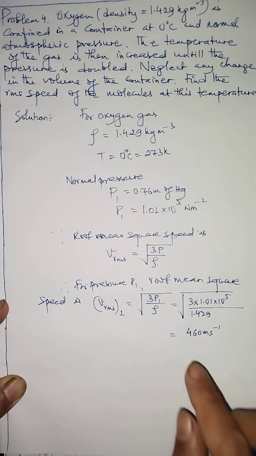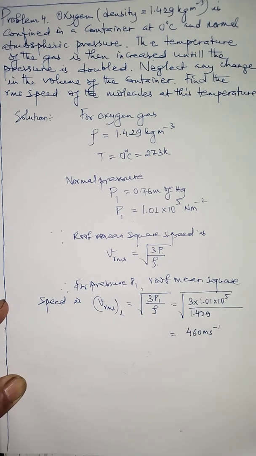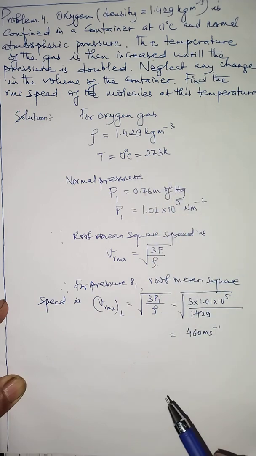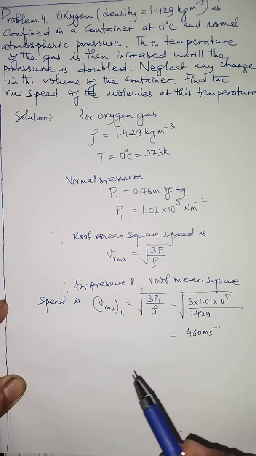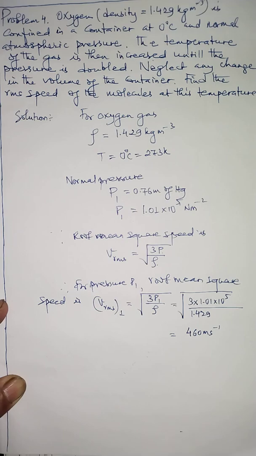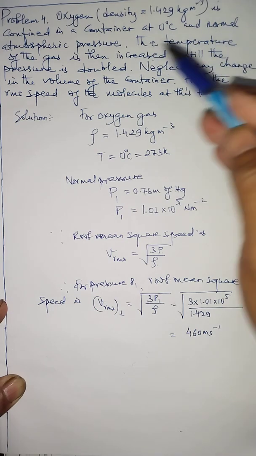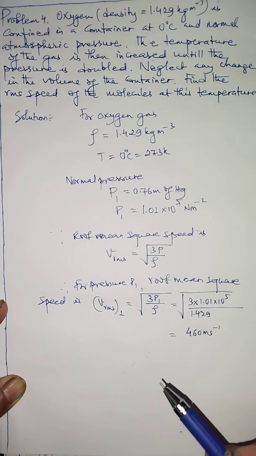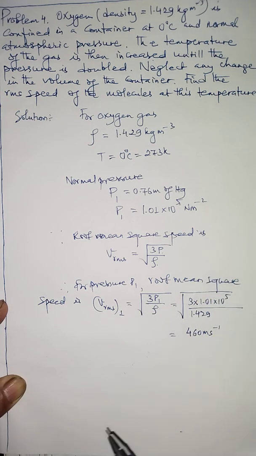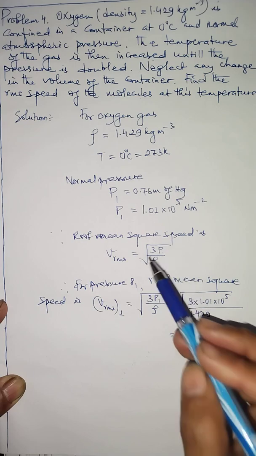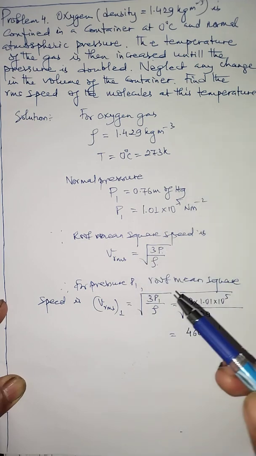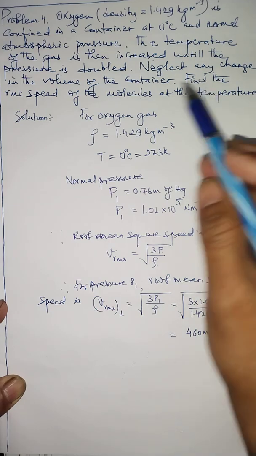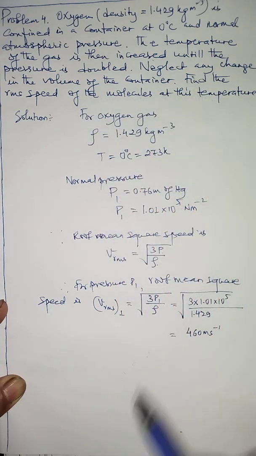second. So this is the RMS speed of the oxygen gas at what temperature? 0 degree Celsius, and pressure, that is 1 atmospheric pressure. Now the question says that the temperature of the gas is then increased until the pressure is doubled. Now pressure now has been what? Doubled. Whatever pressure you have, atmospheric pressure, the pressure has been doubled. Neglect any change in the volume of the container. Find the RMS speed of the molecules at this temperature.